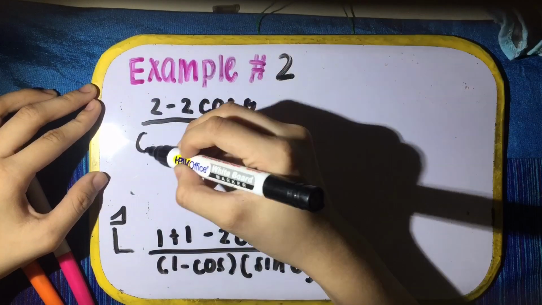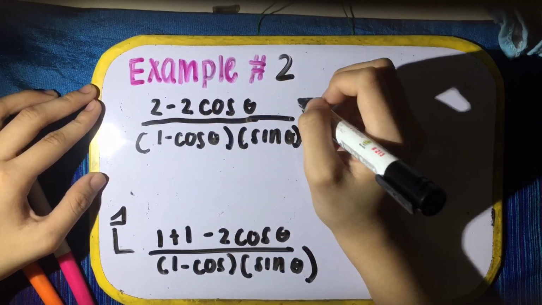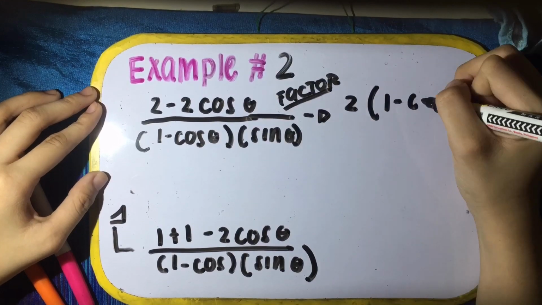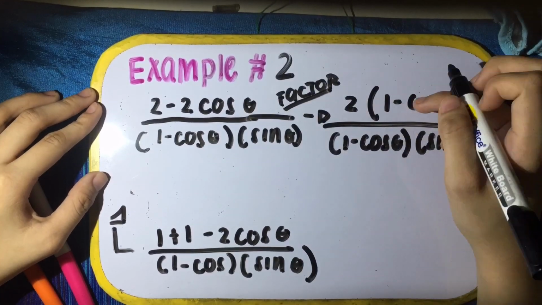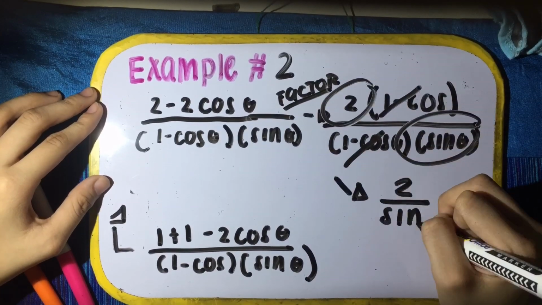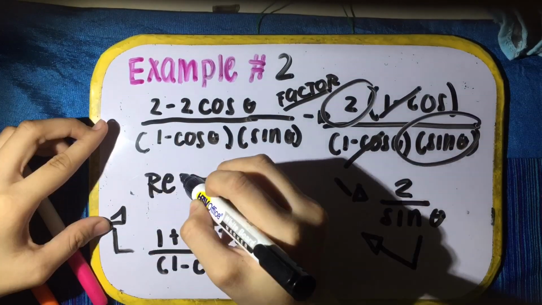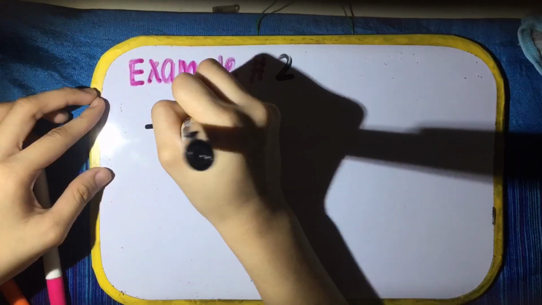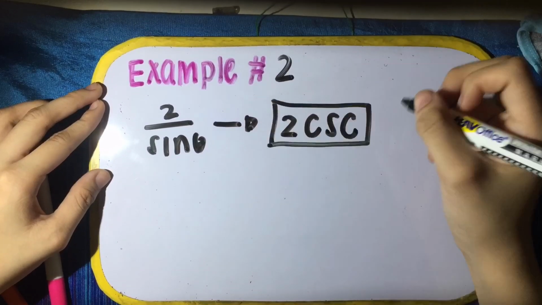Then, 2 minus 2 cos theta over 1 minus cos theta times sin theta. We can factor the numerator by 2 and get 2 times 1 minus cos theta over 1 minus cos theta times sin theta. We then cancel like terms and get 2 over sin theta. We now use the reciprocal identity to get the answer. 2 over sin theta is equal to 2 cosecant theta.